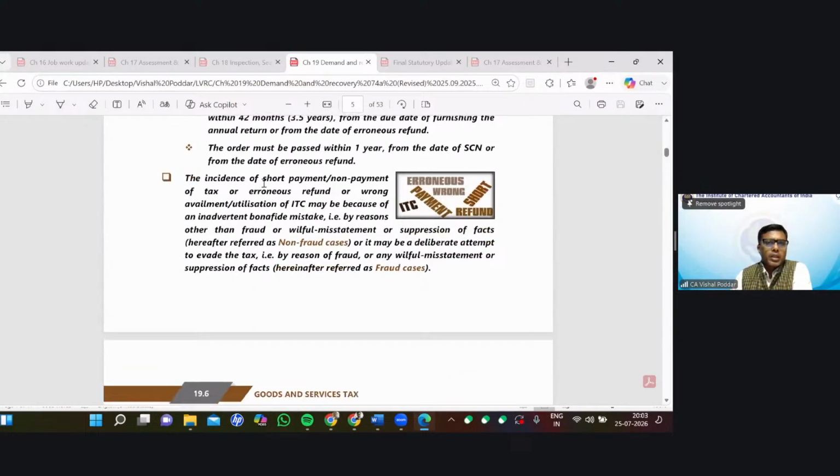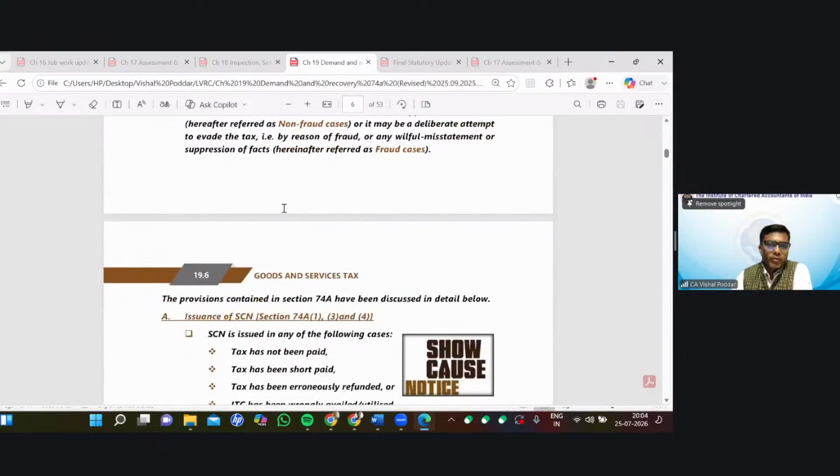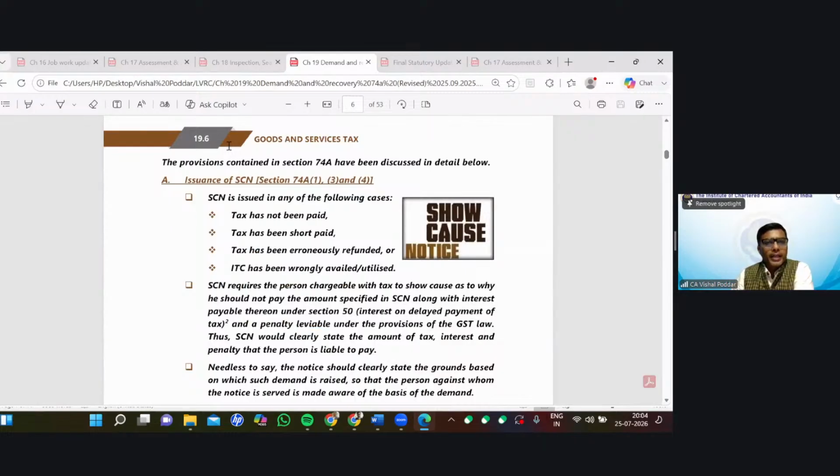Now, the incidence of short payment, non-payment, erroneous refund, or utilization of ITC may be caused because of inadvertent mistake. That is because of non-fraud reasons where there was no intention or deliberate attempt to evade tax. So we call them non-fraud cases, and where there is a deliberate action by the taxpayer or where the taxpayer is intentionally involved in any such action which leads to tax evasion, then those are called fraud cases. Now we'll discuss the entire section 74A in detail.